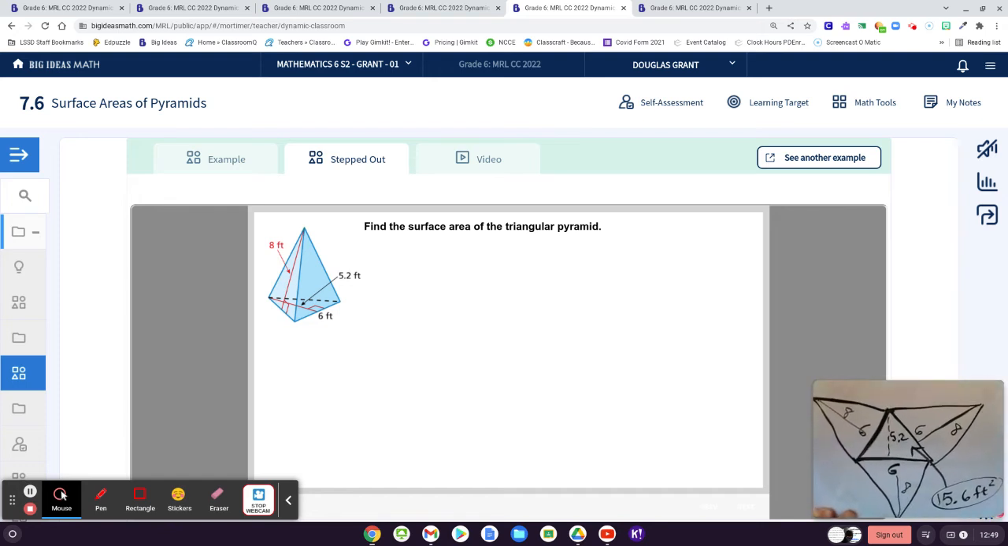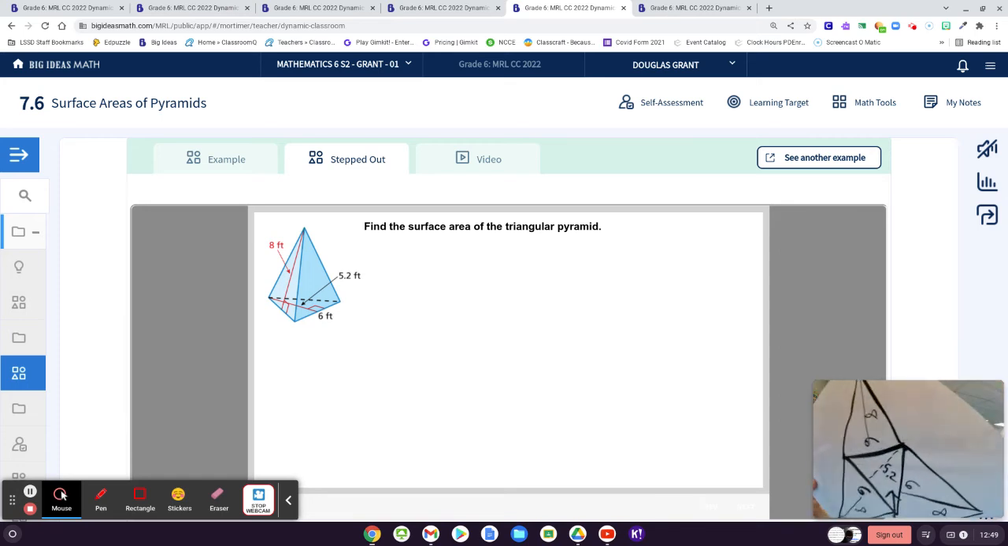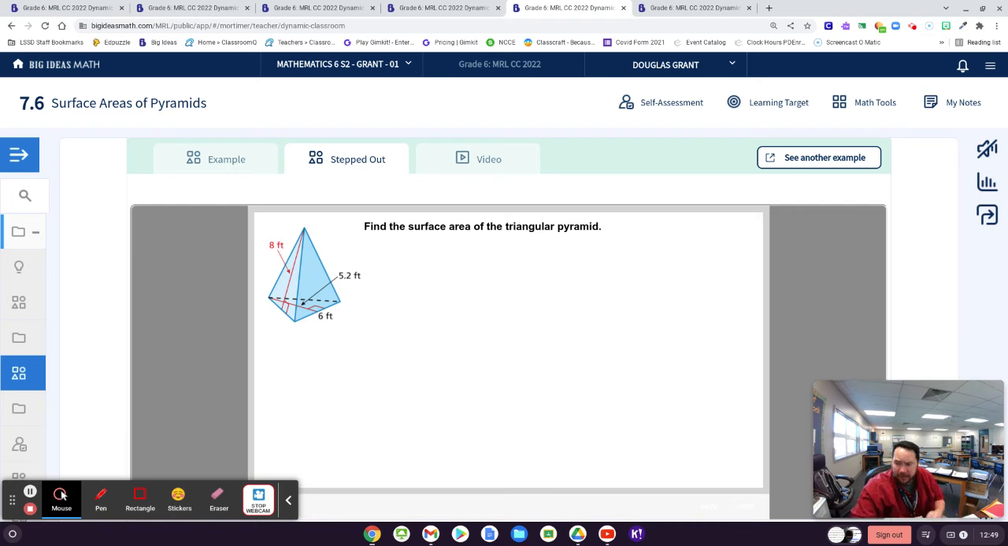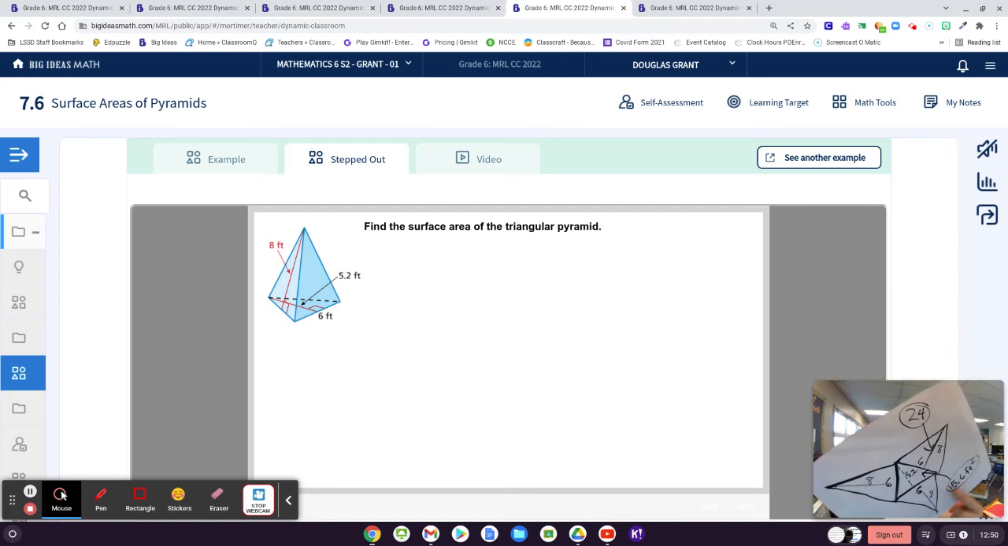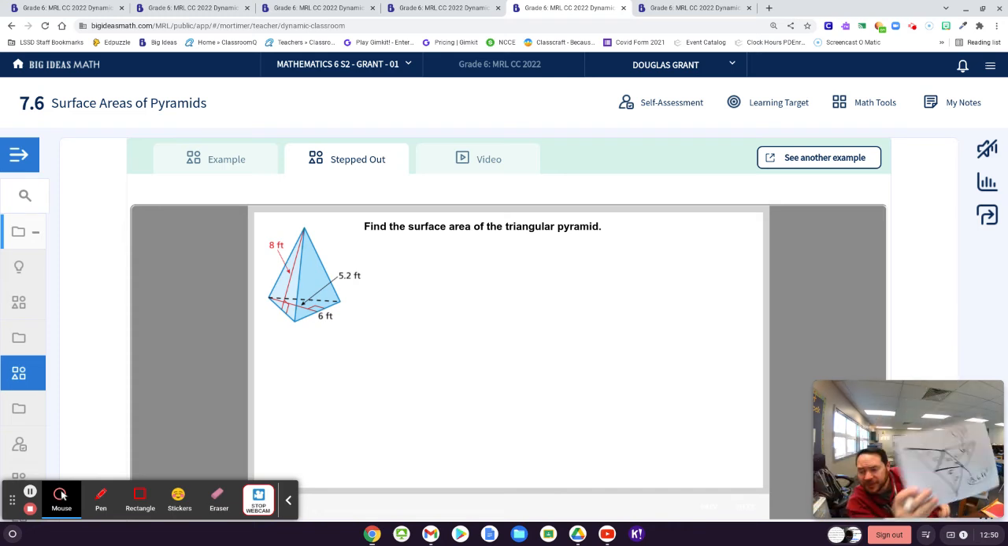Now we've got to find the area of the other 3. So notice for this one here, it's a base of 6 and a height of 8. So if you have a base of 6 and a height of 8, you do 6 times 8, but then cut it in half because it's a triangle. So this will be 24 here. So that's 24 square feet for that triangle. And this triangle down here and this triangle over here are also 24.